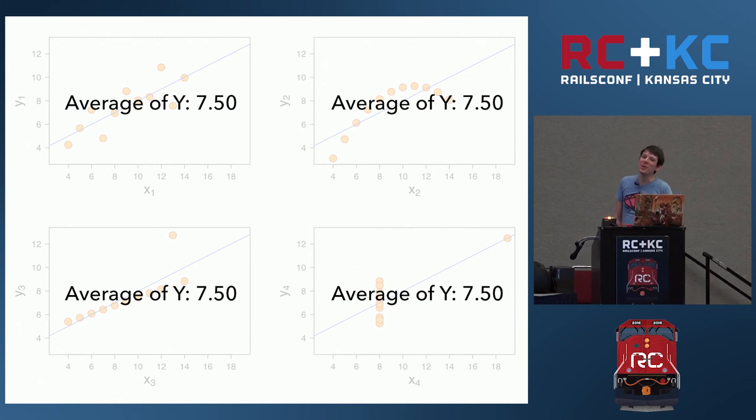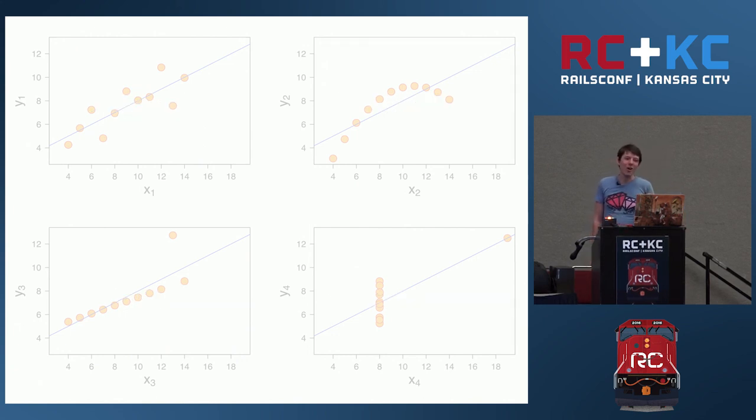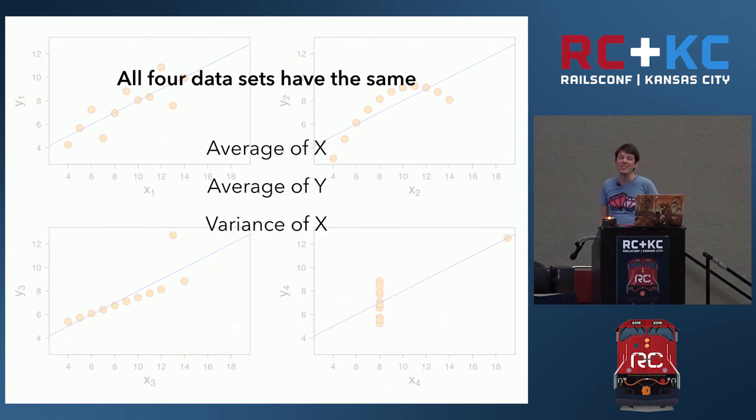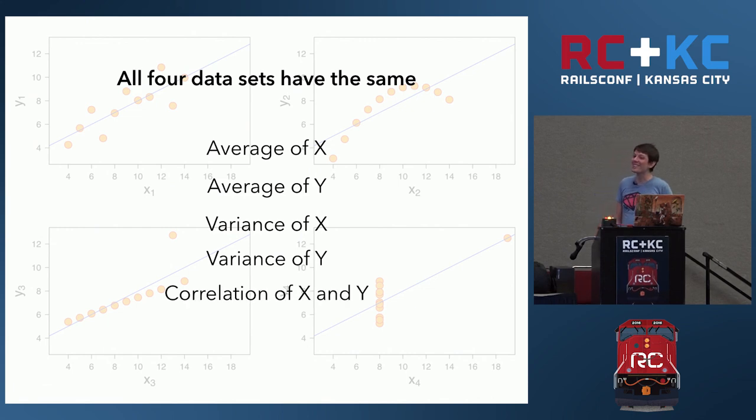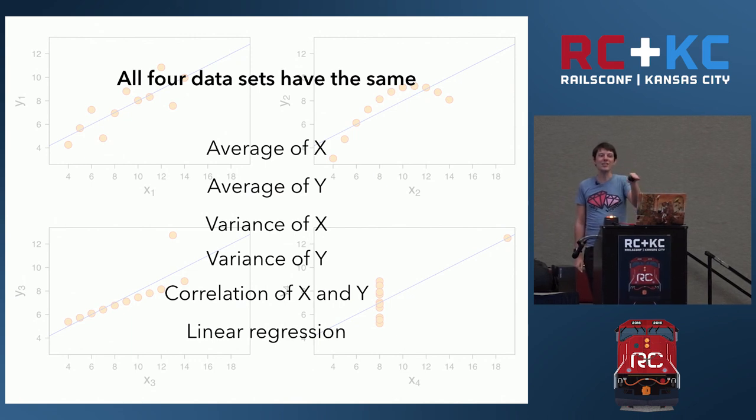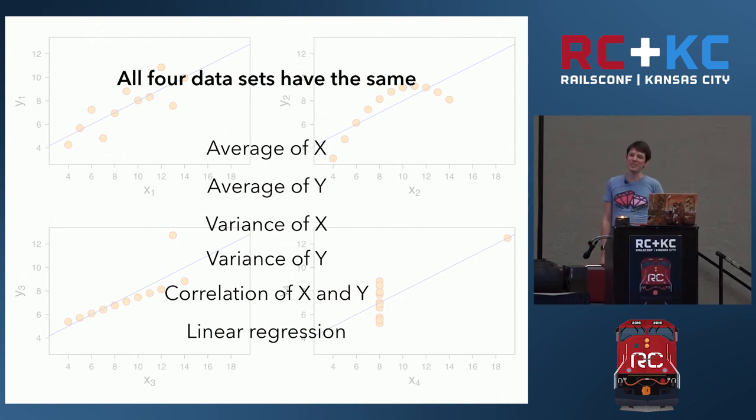It's actually even worse than that. All four data sets have the same average of X, average of Y, variance of X, variance of Y, correlation of X and correlation of Y, and the same linear regression. Actually graph your data and then look at it, because the numbers of the averages and the variances and the correlations and the linear regressions don't contain any of the information about what is different in those graphs.